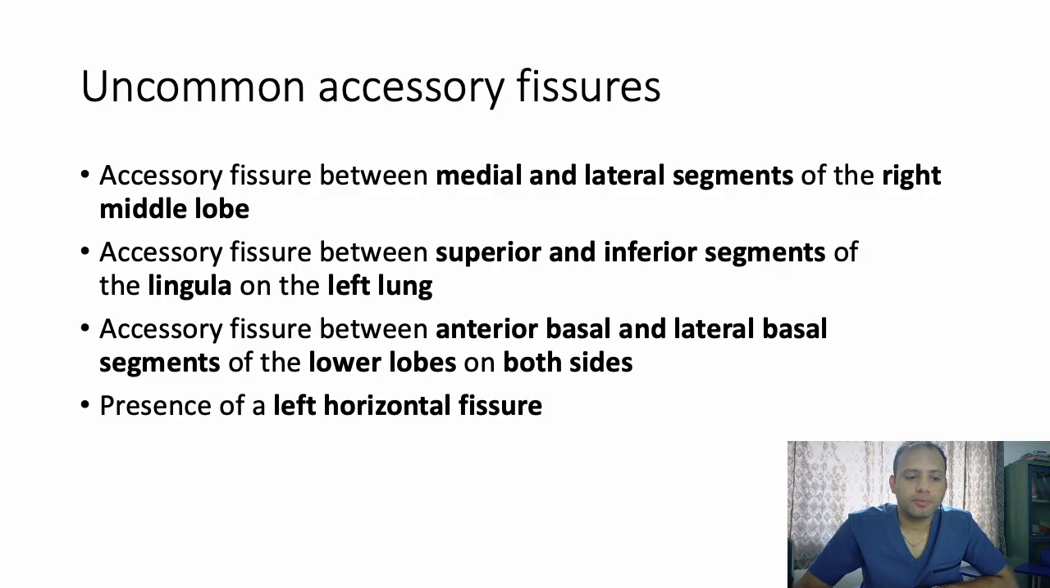So there can be some uncommon accessory fissures, like an accessory fissure between the medial and lateral segments of the right middle lobe, an accessory fissure between the superior and inferior segments of the lingula on the left lung, and an accessory fissure between the anterior basal and lateral basal segments of the lower lobe on both sides, and presence of a left horizontal fissure, giving the impression of a third lobe of the left lung.